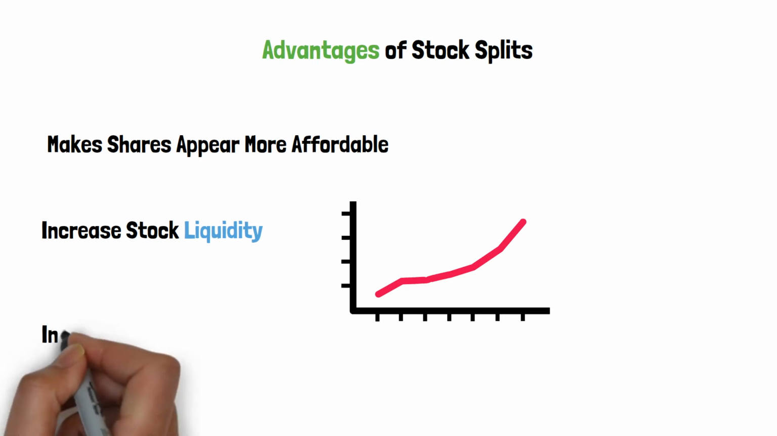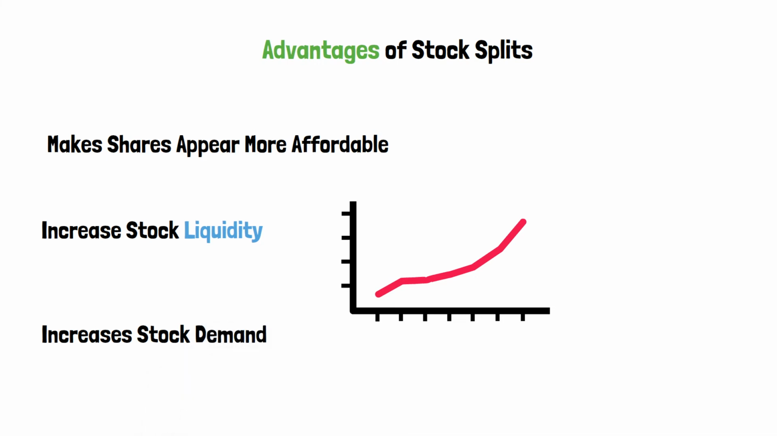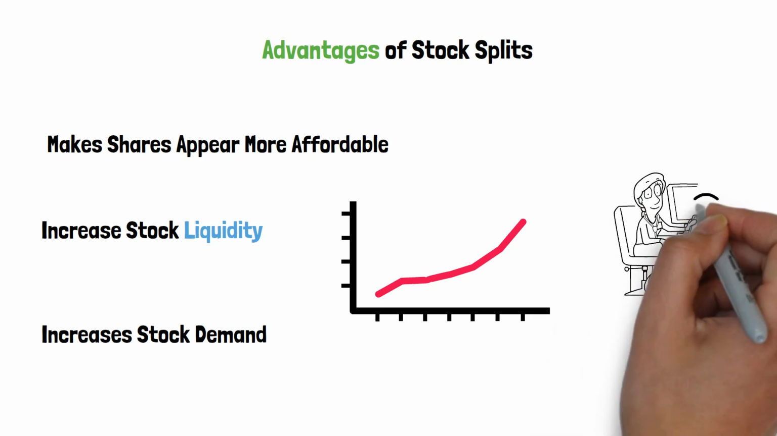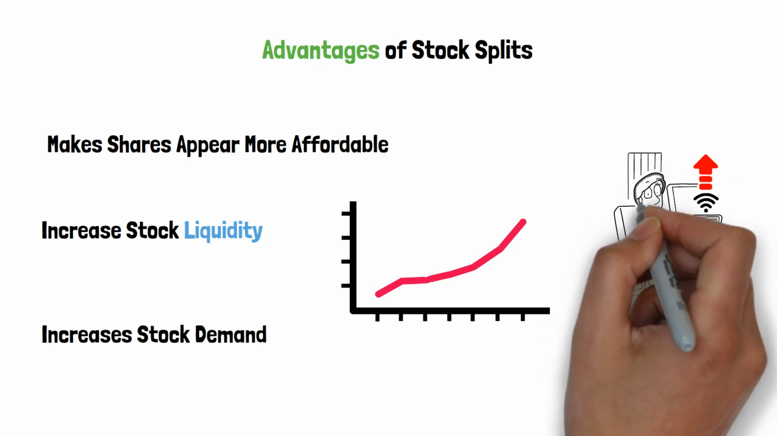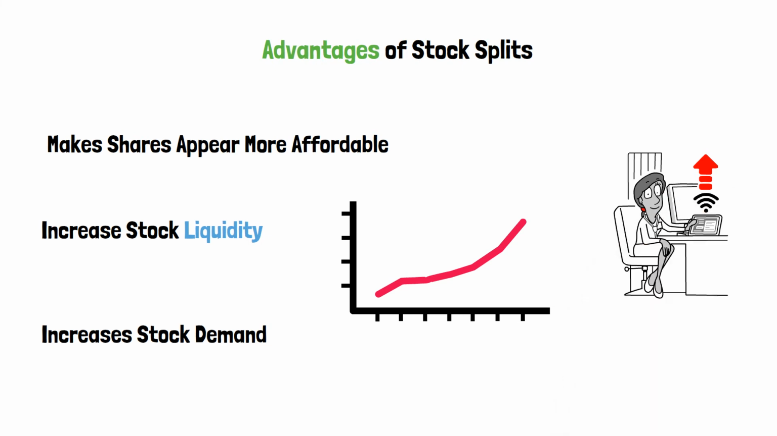This is because small investors may perceive the stock as more affordable and buy it up. This effectively boosts demand for the stock and drives up prices. Another possible reason for the price increase is that a stock split provides a signal to the market that the company's share price has been increasing. People may assume this growth will continue in the future, and this further lifts demand and prices up.